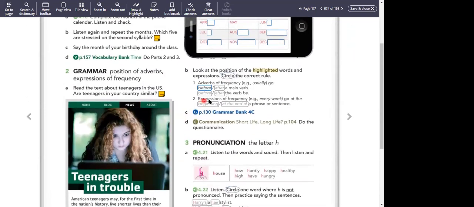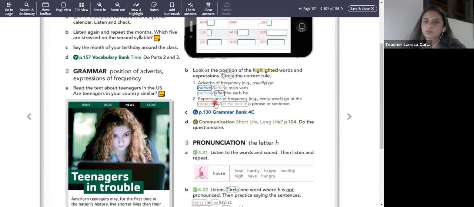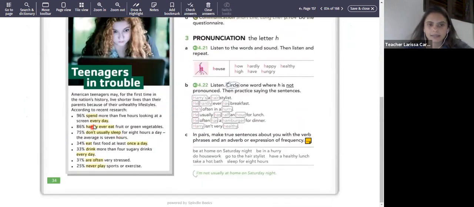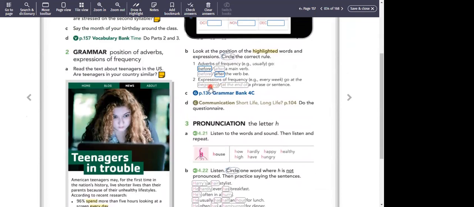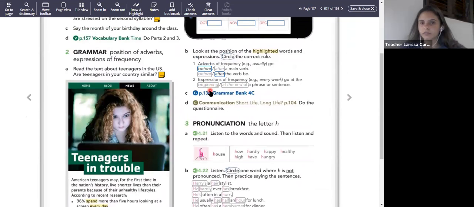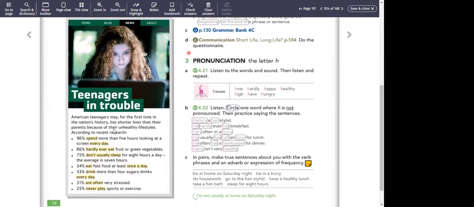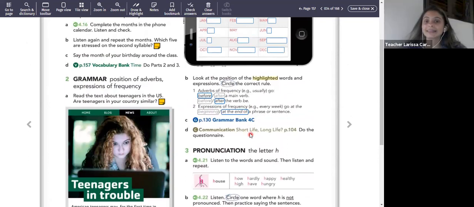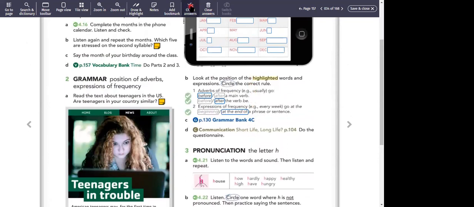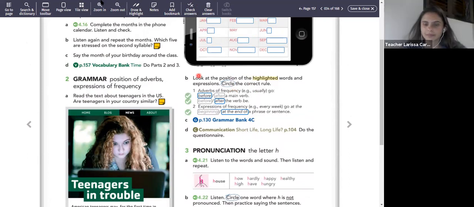After, right? So, expressions of frequency. Every week, every month, every day. Look at here, every day, once a day. After. Okay, at the beginning of the phrase or at the end of the phrase? Oh, perfect. At the end of the phrase. All right, so look at here, Cecilia.